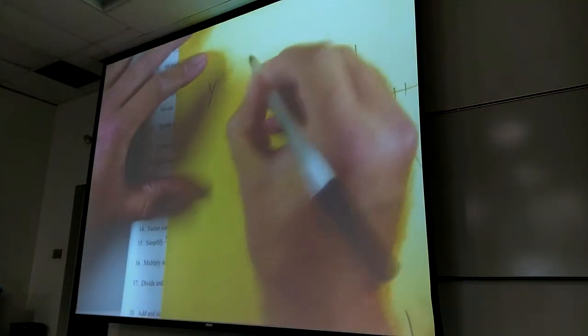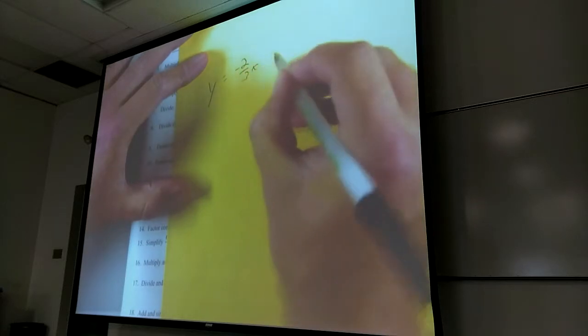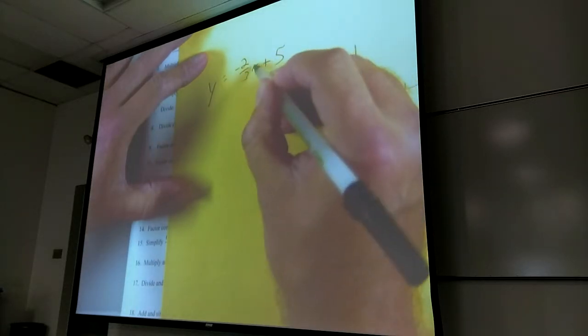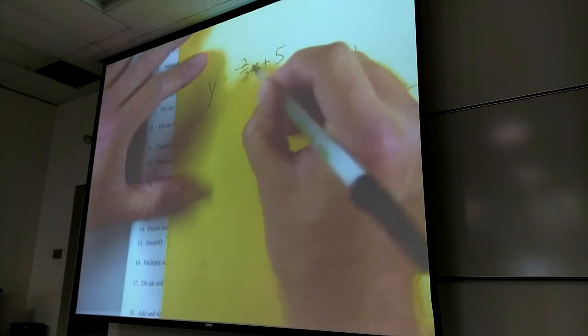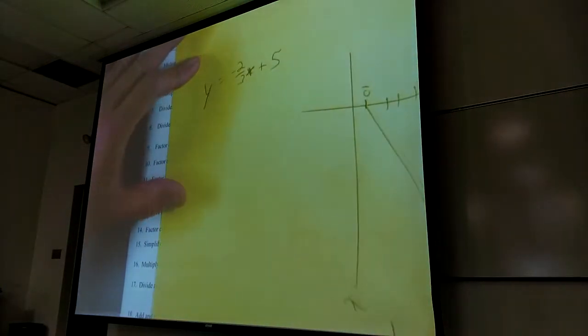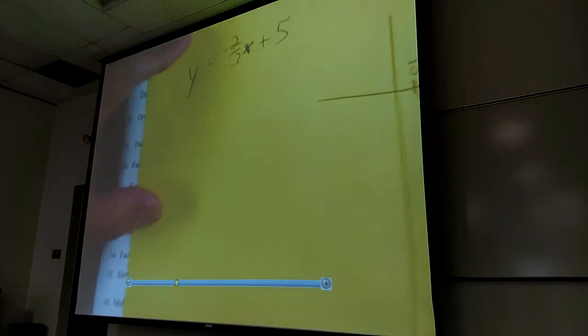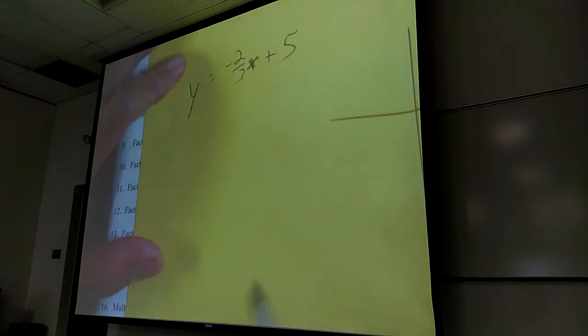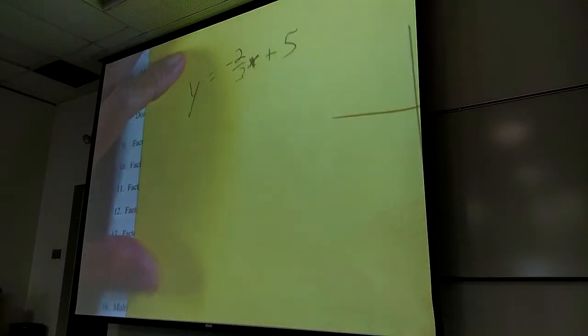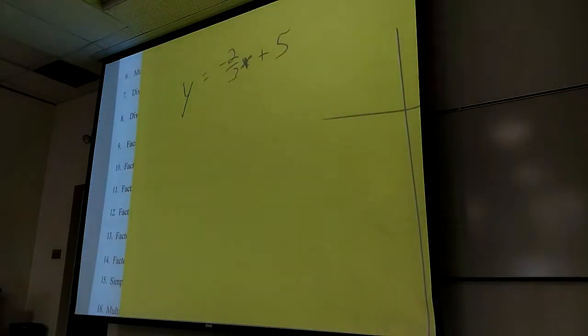What if I had y equals negative 2/3 x plus 5? Let me see, you guys, this is going to help you out with creating a table of values, being smart about what you pick. And I really want to make sure you understand this.